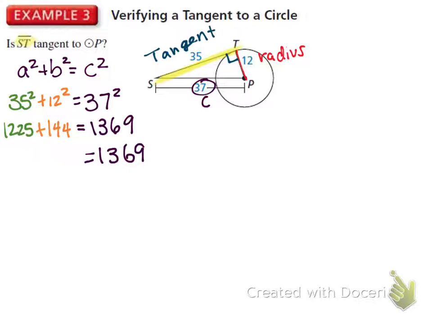So add 1225 and 144. What does that make? 1369. So these are equal, right? So is ST tangent to circle P? Yes. I'm going to guarantee, though, don't finish the problem. I'm going to guarantee on your quiz and test it's going to say explain.